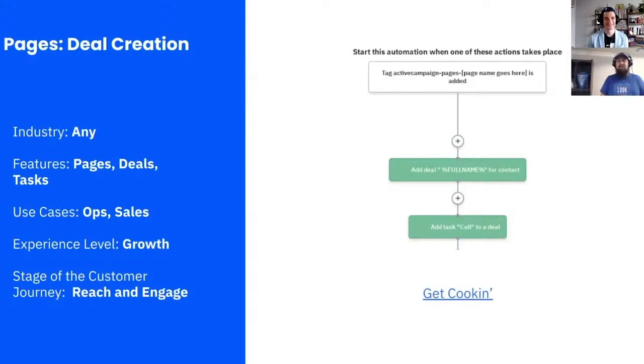Stage of the customer journey: reach and engage. Some people think of convert and close, but this is going to be more often used for the beginning of a deal's lifecycle than the end. So we look at it as reach and engage. I love it.